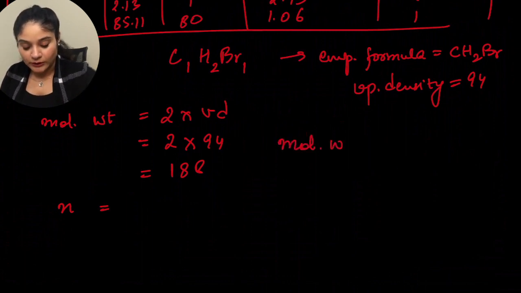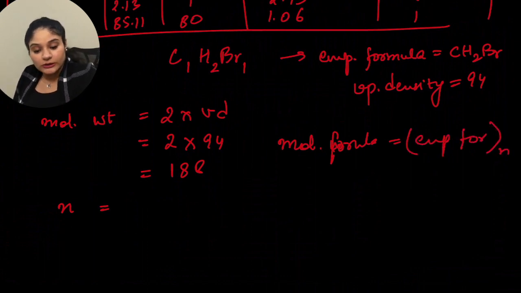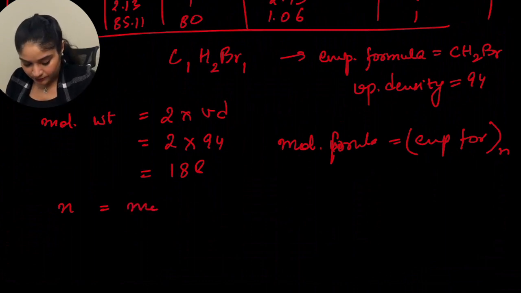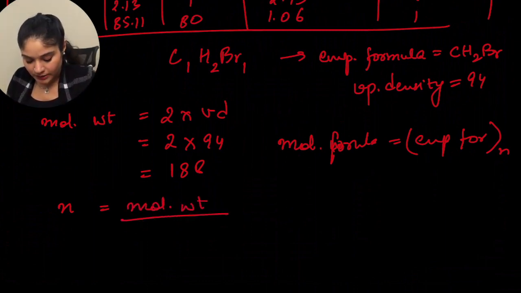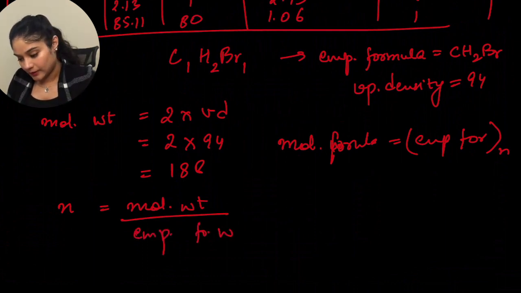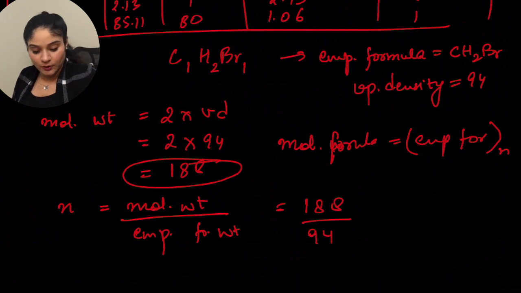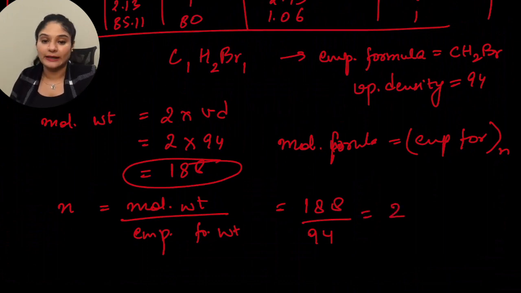So molecular formula equals empirical formula times n. This n is what you're looking for, and the formula for n is molecular weight divided by empirical formula weight. So what is the molecular weight? Molecular weight I just got 188. Empirical formula weight is 94. So when you divide that, you get an answer as 2.